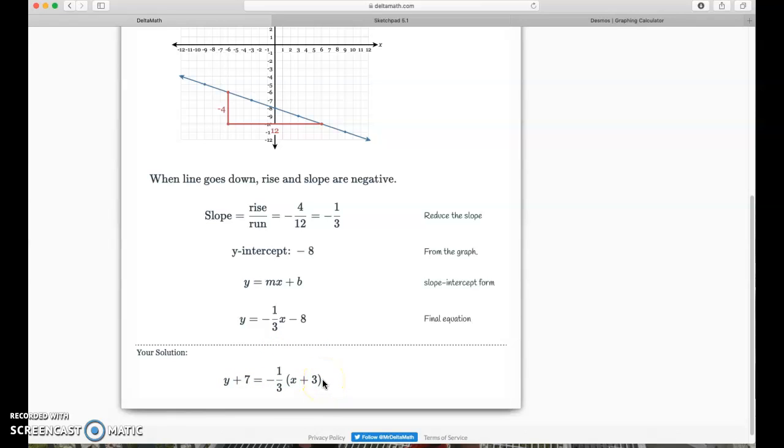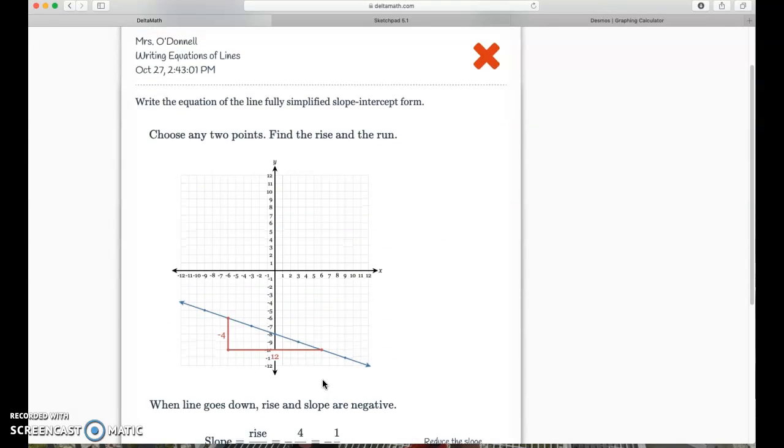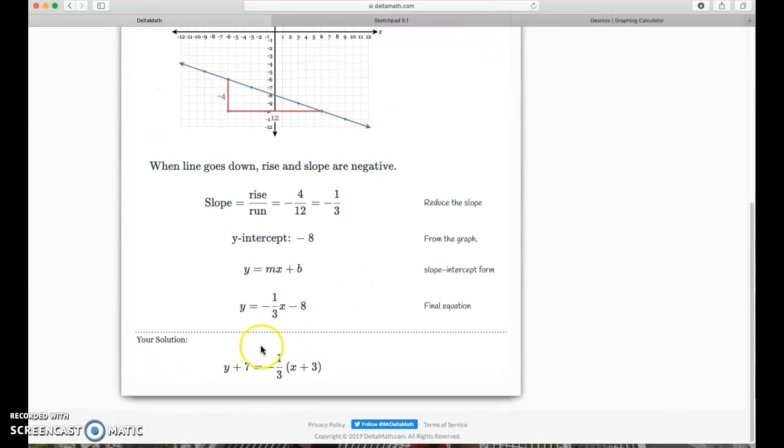So I know that this is an equivalent form, but for some reason, probably because they specifically asked for slope-intercept form, they didn't accept it. Okay, well anyways, if you wanted to know how to write point slope form, there's an example of point slope form of a line.